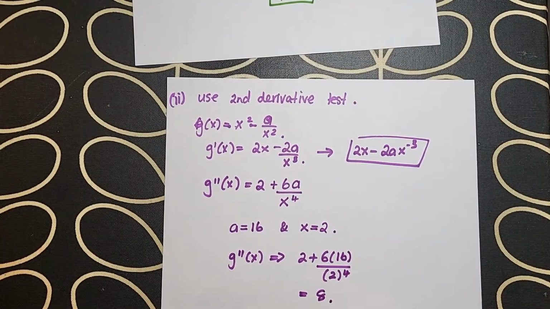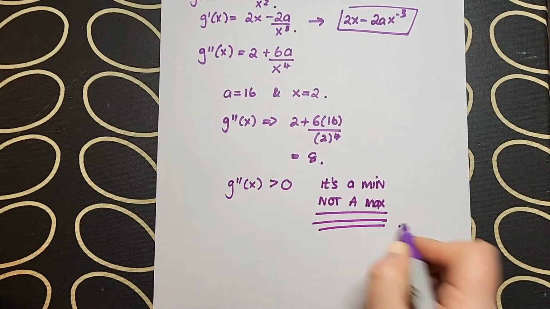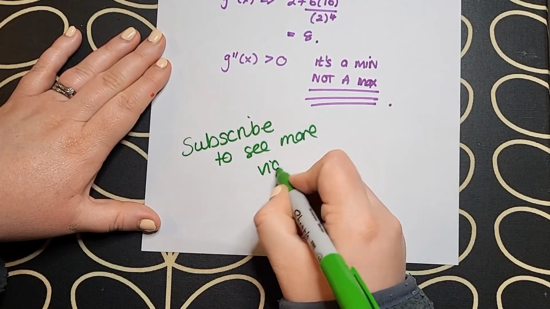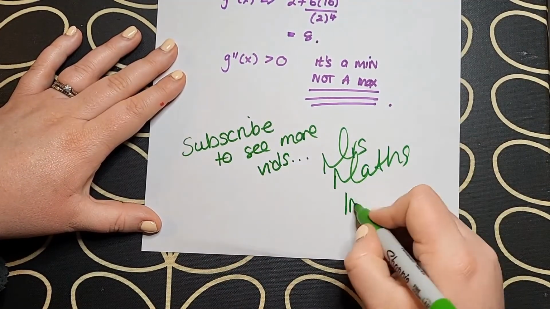Now, due to my second derivative test, I know that if the second derivative is greater than 0, it's a min, not a max.